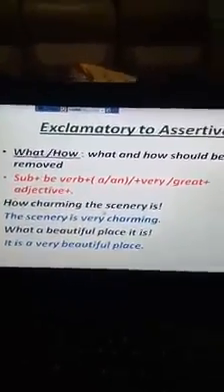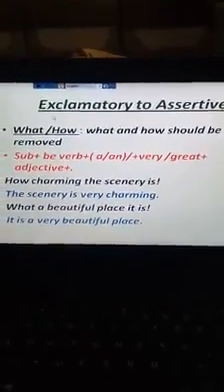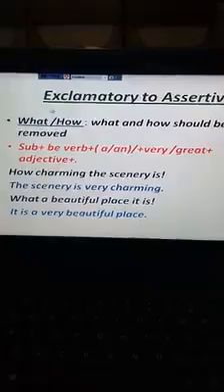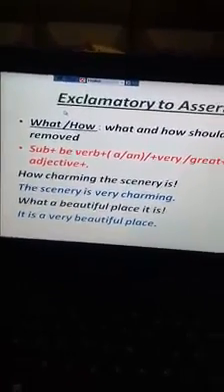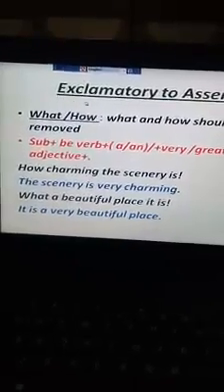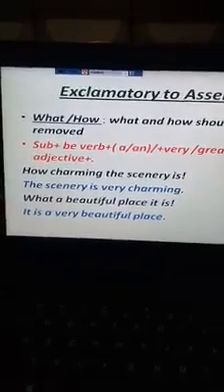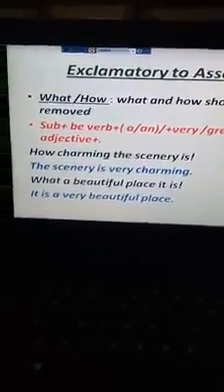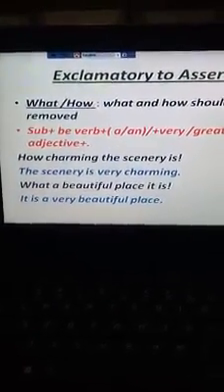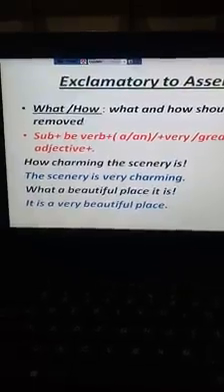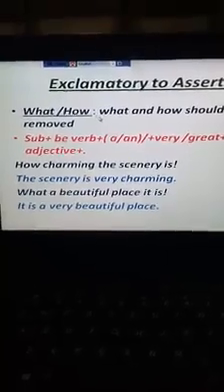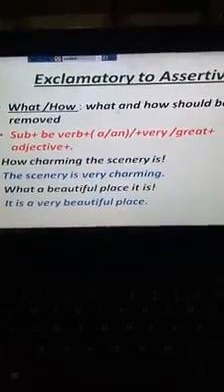Now, the next point is exclamatory to assertive. That means I will discuss the rules of changing exclamatory sentences into assertive sentences. As I have told you, an exclamatory sentence starts with what or how, but when you want to make it assertive, you must remove what and how.